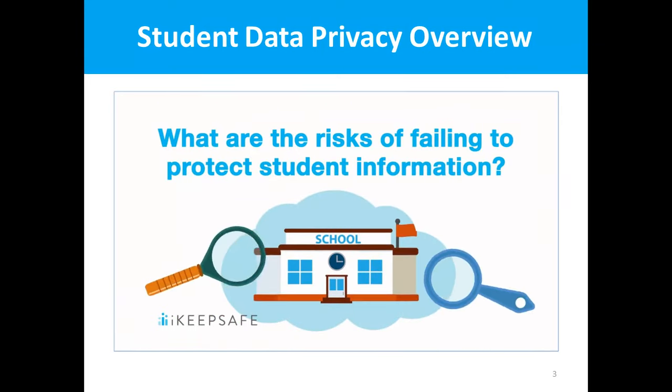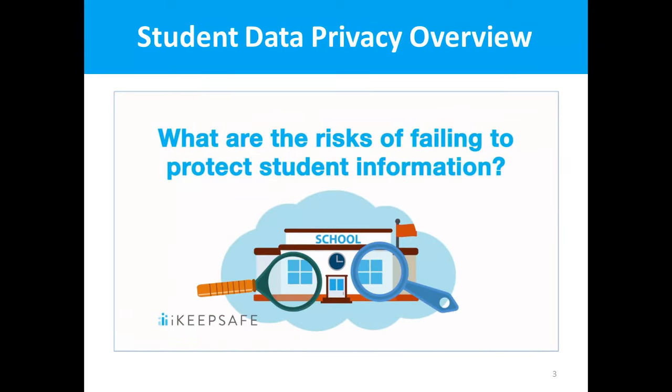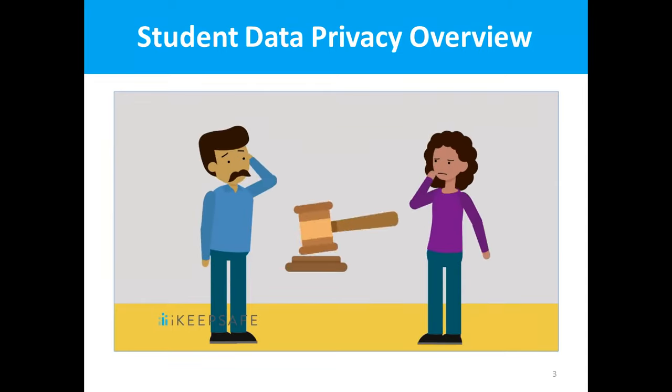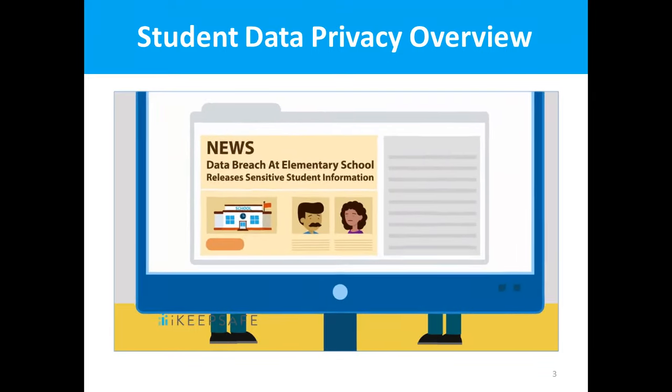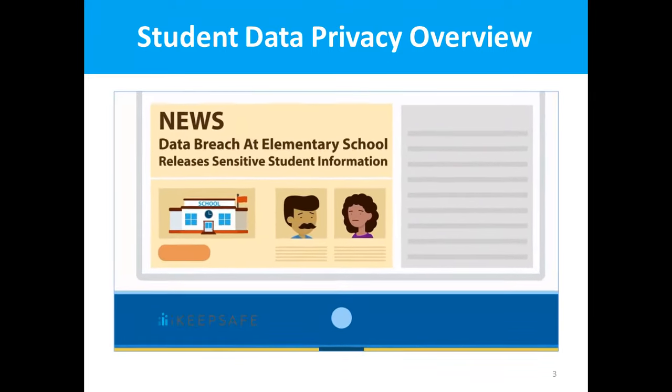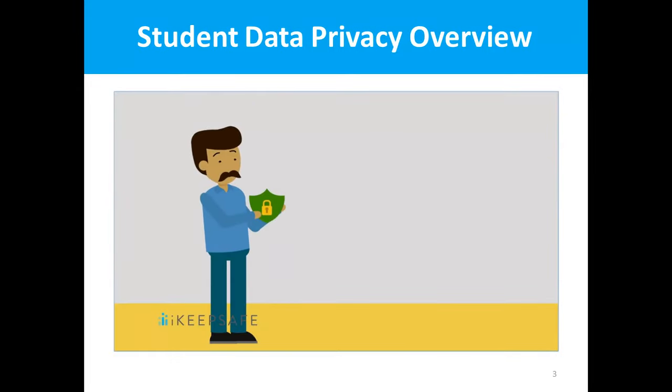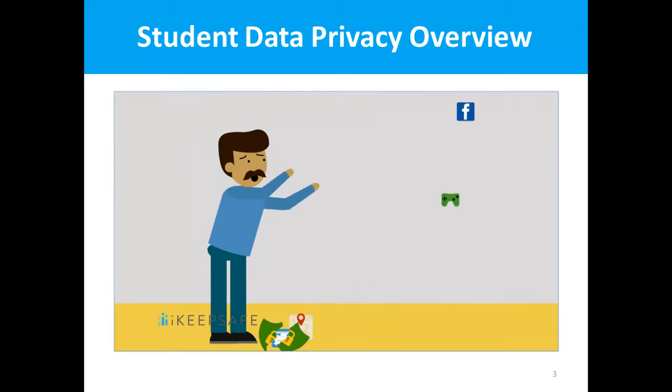What are the risks of failing to protect student information? Failing to protect student information creates risk for schools and companies. Some are financial, like legal fines or lawsuits. Other risks include loss of public trust or damage to reputations. In some states, individual educators can be held responsible for a breach in digital privacy.